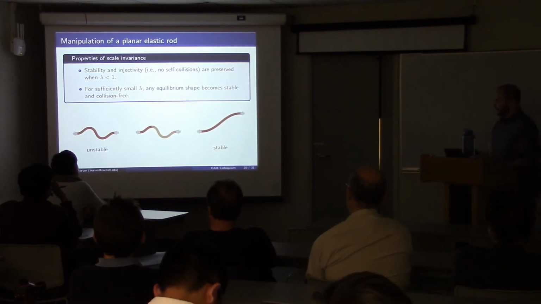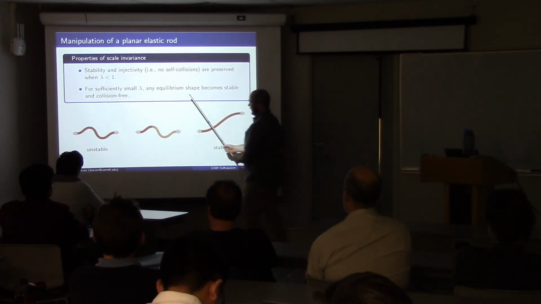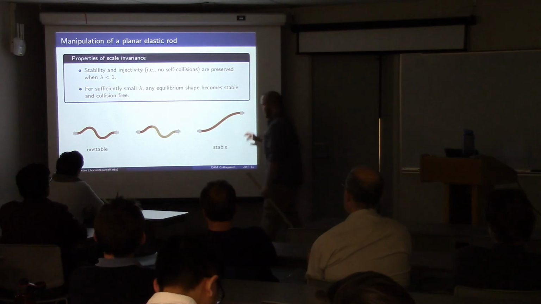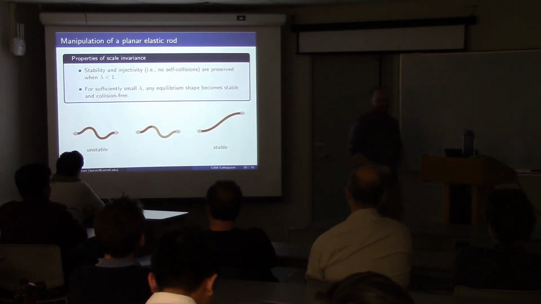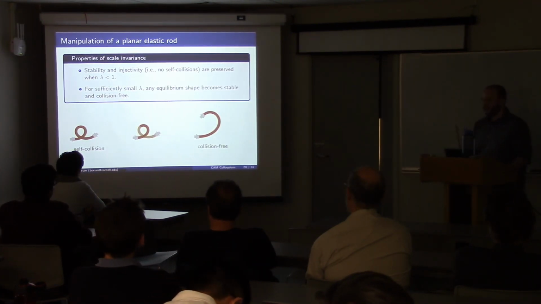If I have a shape that's unstable, I can always choose lambda, how much we're keeping, sufficiently small, so that I wind up with a stable shape. I can always cut off enough and then rescale to get something that's stable. Same thing is true with self-collisions. If I have a rod with self-collision, I can always cut off enough and rescale to get something that's collision-free.